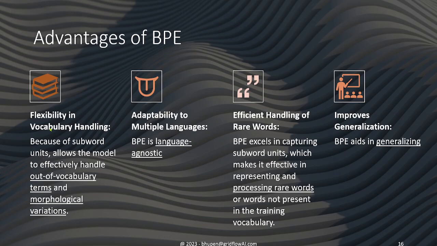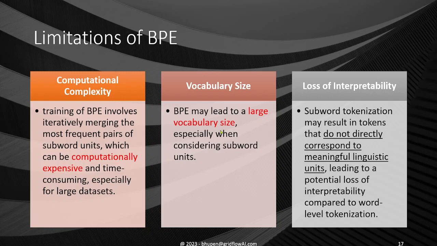Definitely one of the major advantages is the ability to handle out of vocabulary words or morphological variations because of this subword formation. It is also language agnostic because again it is based on subword formation. Because of the subword formation, the BPE models can handle rare words also. In effect, you're going to get much better generalization by using a tokenizer which is based on byte pair encoding.